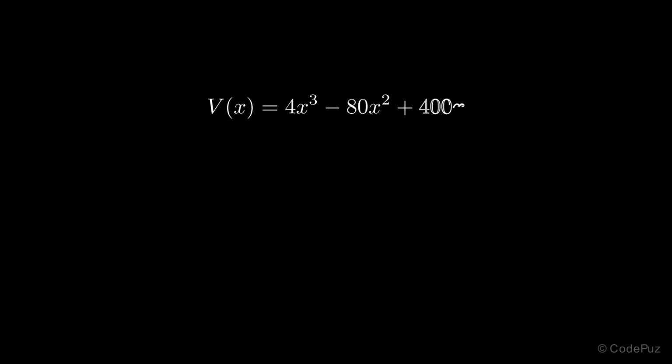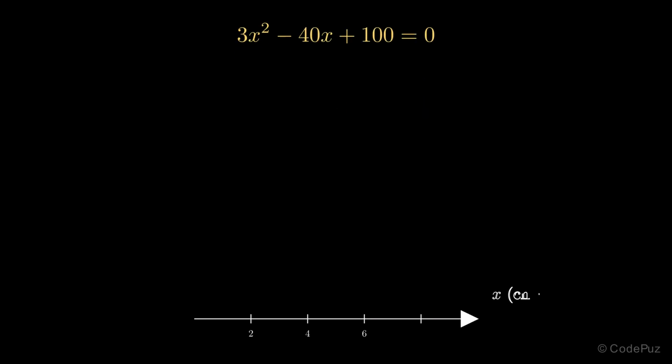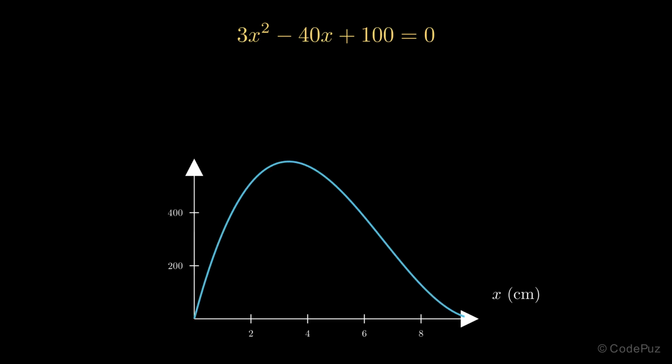Setting the derivative to 0 and simplifying gives 3x² minus 40x plus 100 equals 0. After solving the equation, x is 10, or 10/3. 10 would make the box vanish, so the winner is x equals 10/3, about 3.3 centimeters, giving a maximum volume near 593 cubic centimeters.